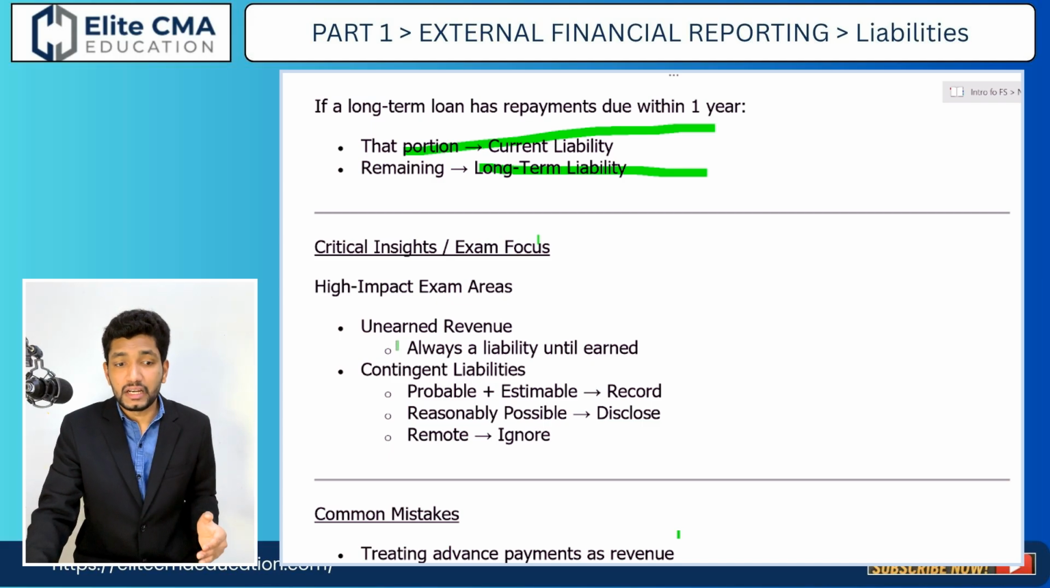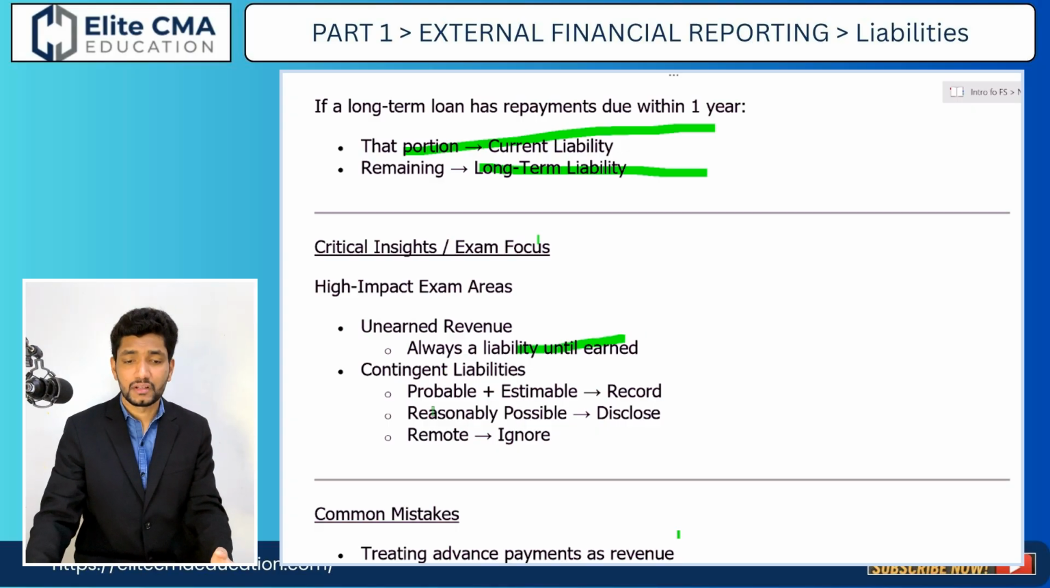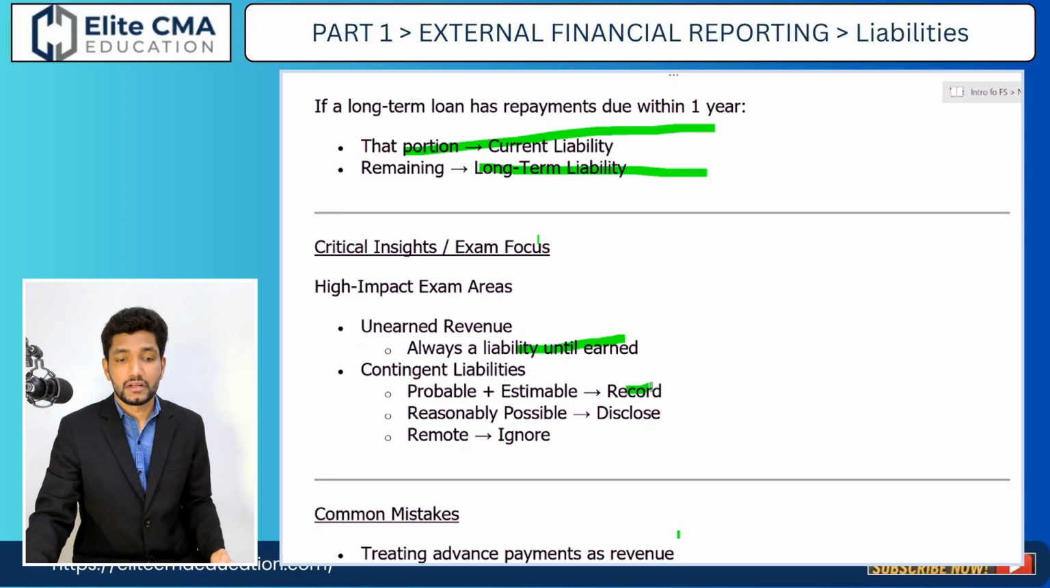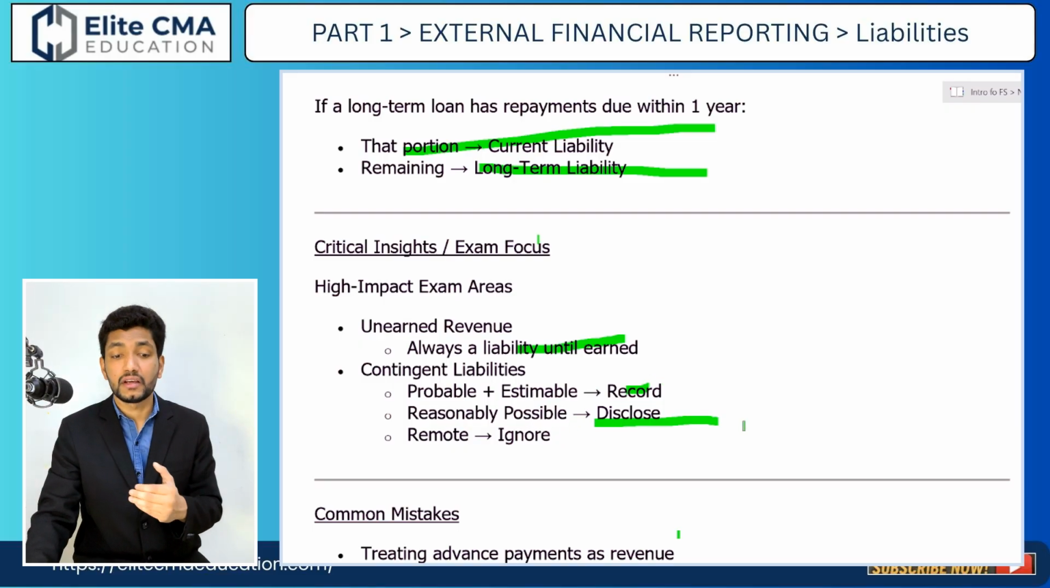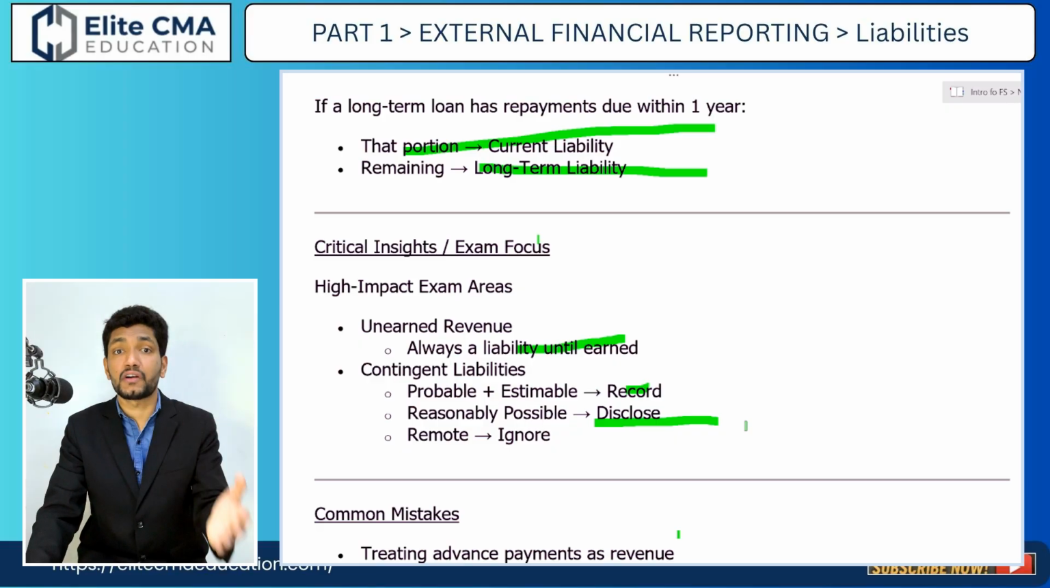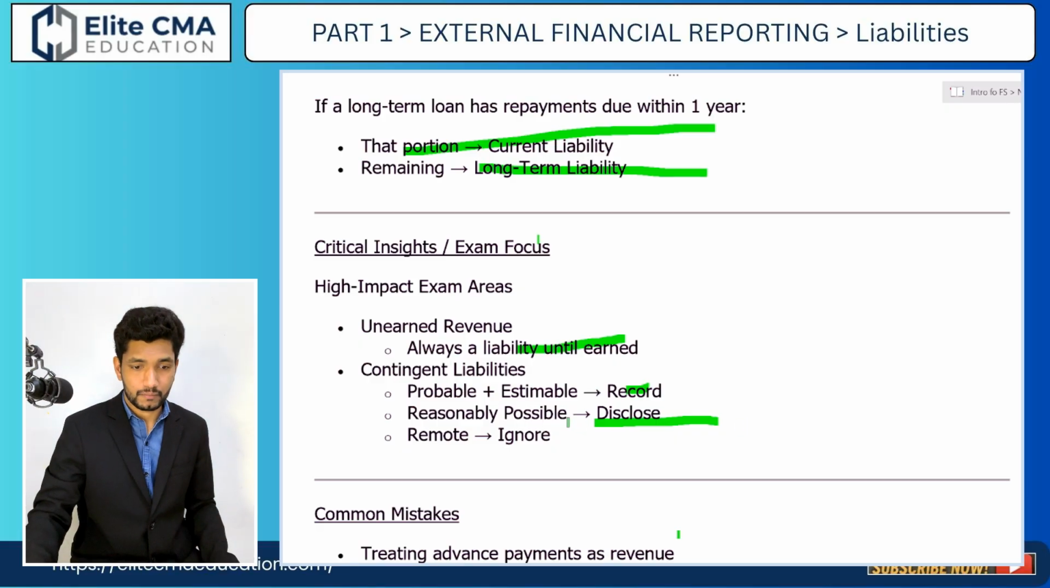Here is some critical insight: unearned revenue is always treated as a liability until it is earned. Then for contingent liabilities, if it is probable and estimable, you have to record it as a liability, and if it is reasonably possible, you have to disclose it. And if there is only a remote chance, you ignore it.